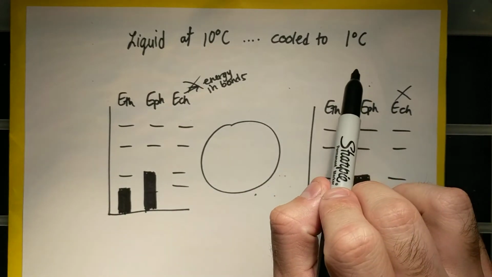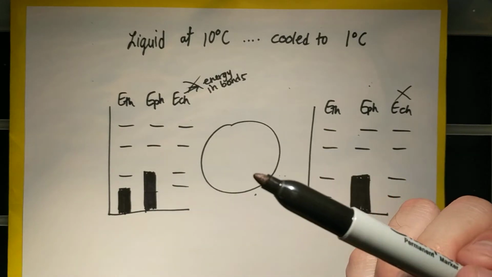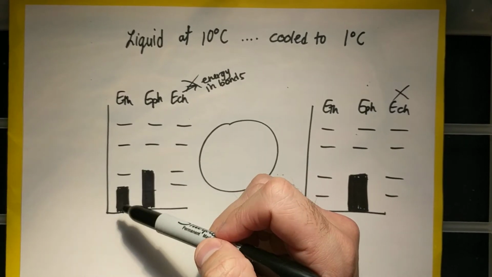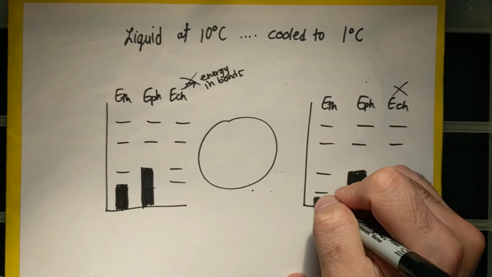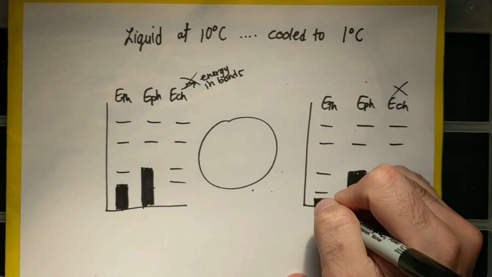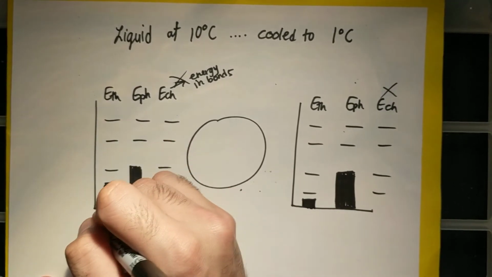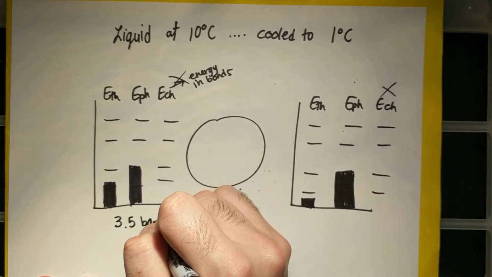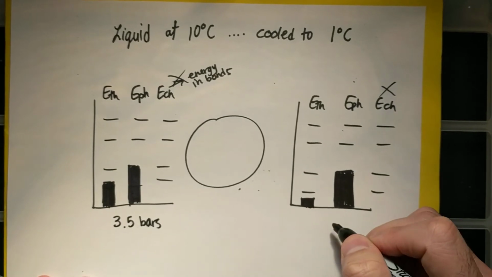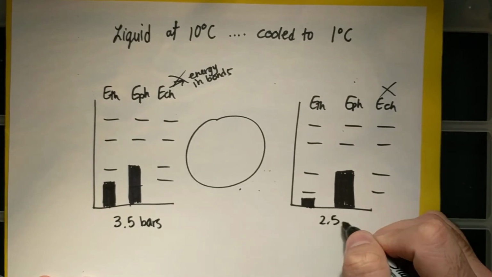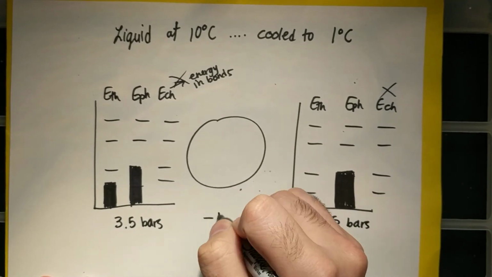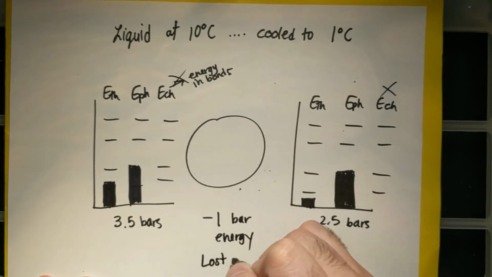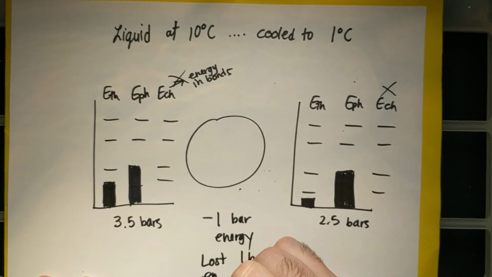Well, it got cooler. That means it must have lost energy. The only way we could get cold is the absence of heat. So if I have 1.5 bars here, let's just say we're going to have half a bar here. All right, so I start with, over here I have 3.5 bars total, and now I have 2.5 bars total. It looks like I have -1 bar of energy. That means I lost 1 bar of energy.